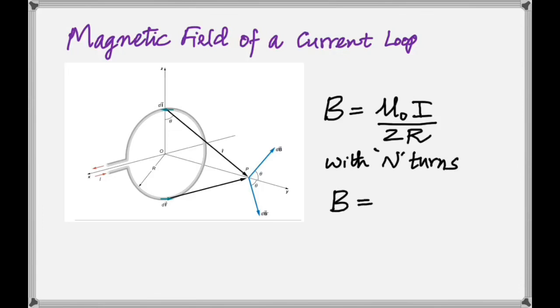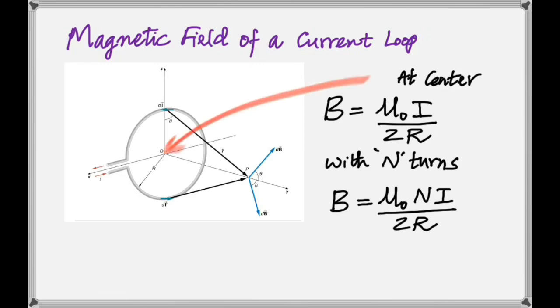If it has n turns, then you've got to multiply it with the number of turns. So that formula is important too. So make sure you have this on the formula sheet that you make. So that's the formula for magnetic field at the center of the loop. And that is when it's a coil having n turns.